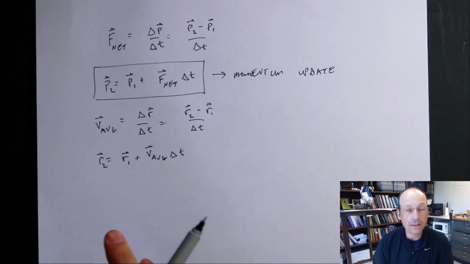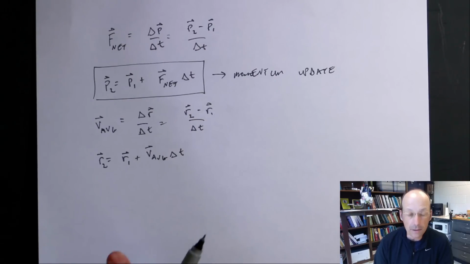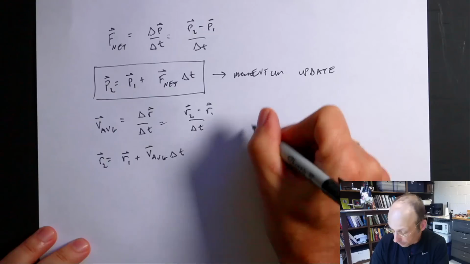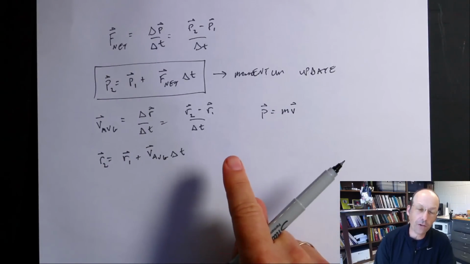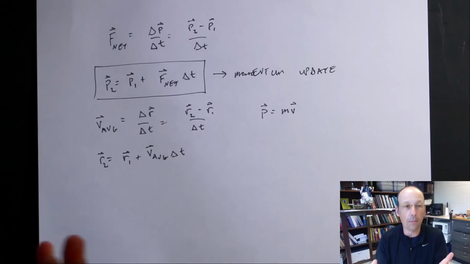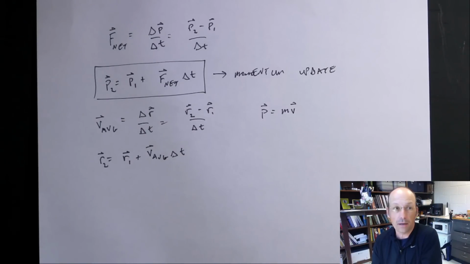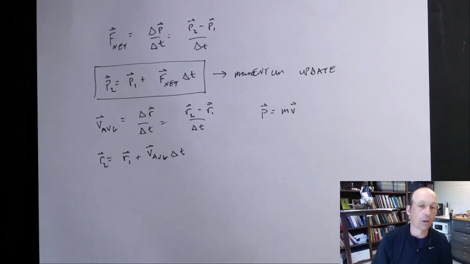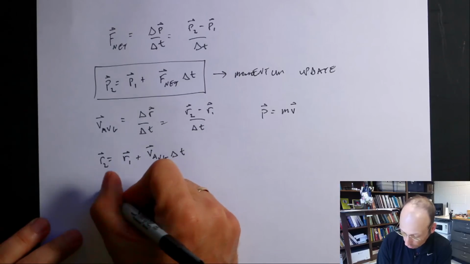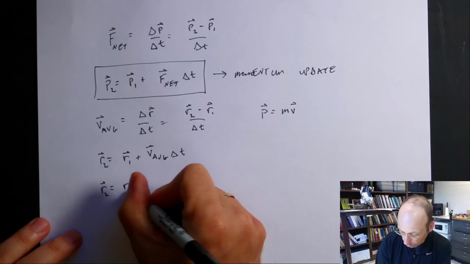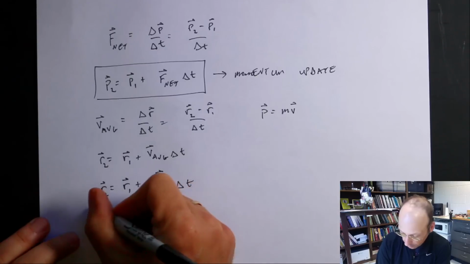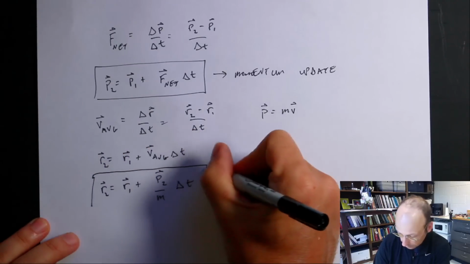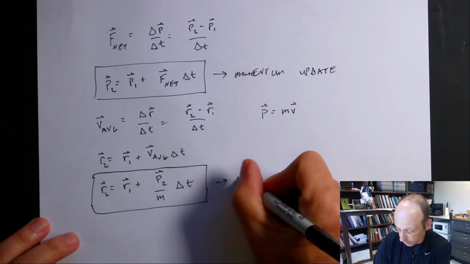Now, let's say that I use the momentum. P equals mv, so I can use that to find the velocity. And instead of the average velocity, I'm going to use the final velocity. So I'm going to take the momentum at the end of that time interval and use that as my average velocity during the whole time interval, which is totally wrong, but just kind of wrong. If I have a small time interval, it's not so bad. So I'm going to write this as R2 equals R1 plus P2 over M delta t. And this is position update.